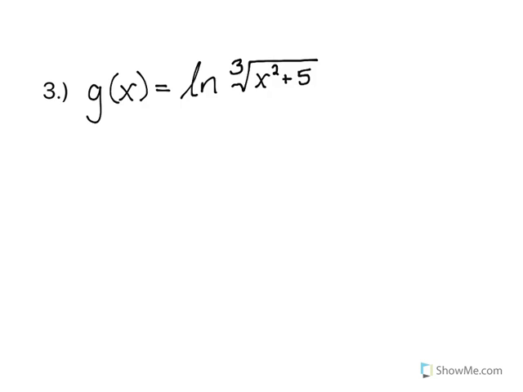Let's take a look at two more examples. So for problem number 3, we have g of x is equal to the natural log of the cube root of x squared plus 5. Now that's a very complicated inside function.